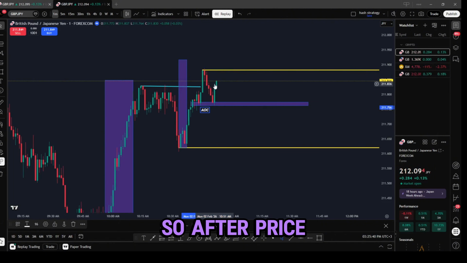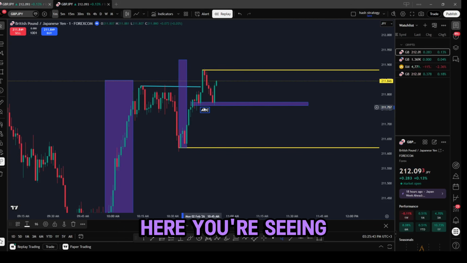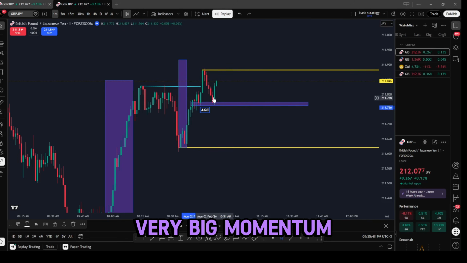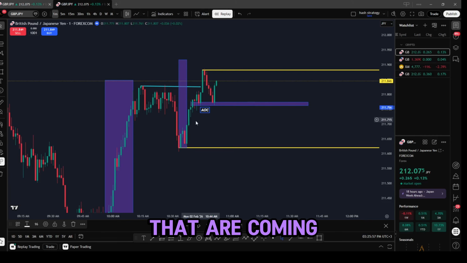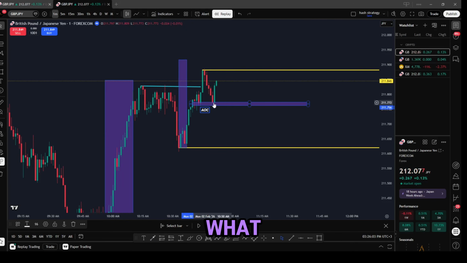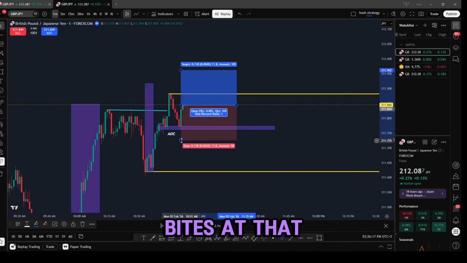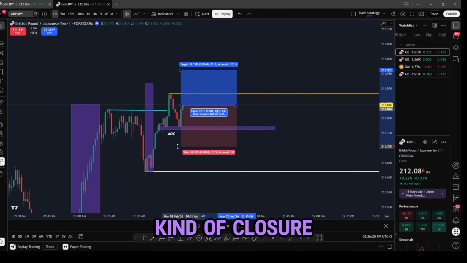So after price comes back into our area of confluence here, how are the buyers reacting from it? We're having a very big momentum candle. It is engulfing most of the sell candles that are coming in. What does that indicate to us? It shows us that buyers are ready to push the market to the upside. So when this candle closed, you're going to see that I took my buys at that candle closure.